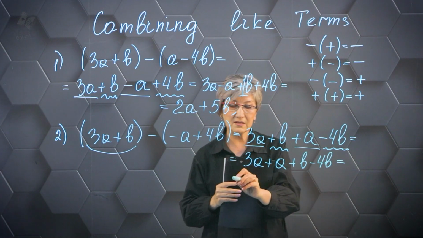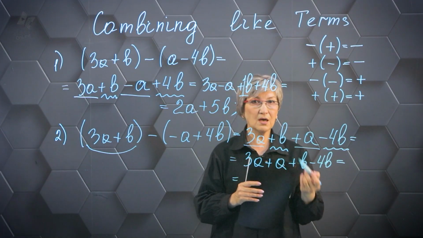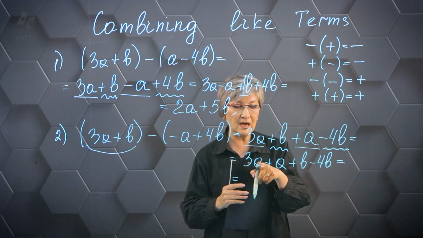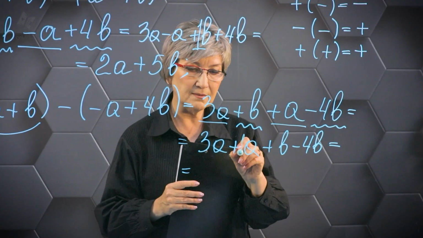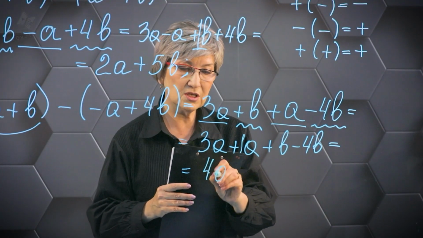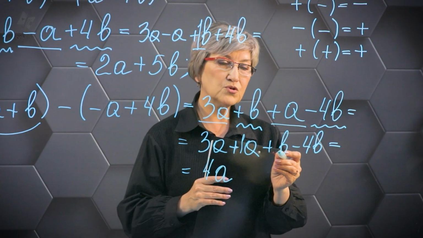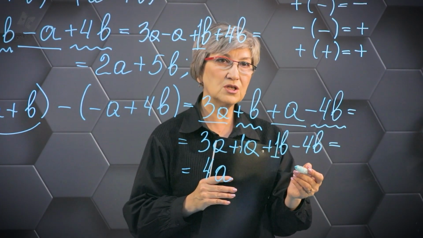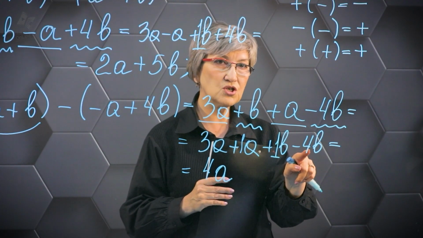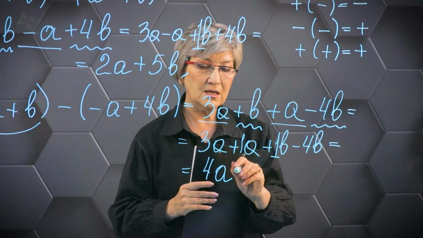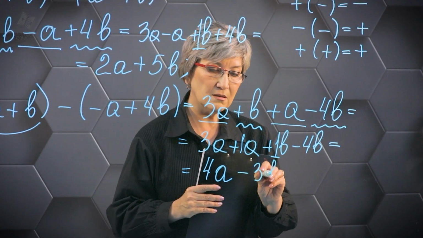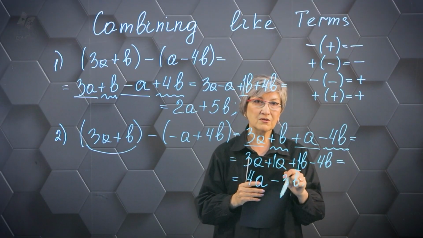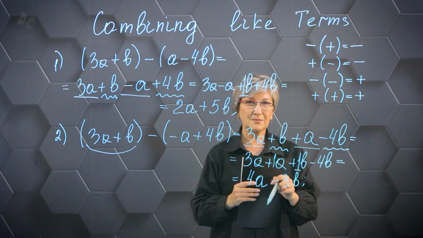And write down the answer. 3a plus a. Remember, it's 3a plus 1a, and that makes 4a. Plus 1b minus 4b. 1 minus 4 is minus 3. I write down minus 3b, and then I've got the correct expression with the correct signs.